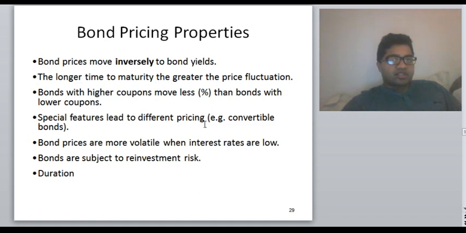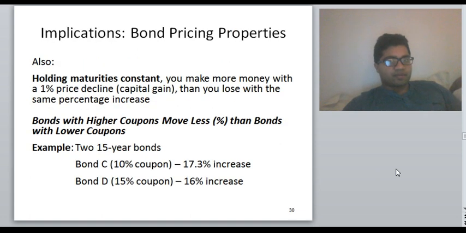Special features lead to different pricing, like convertible bonds. Bond prices are more volatile when interest rates are low than when interest rates are high, and bonds are subject to reinvestment risk, except zero coupon bonds. Zero coupon bonds do not have any reinvestment risk. And there is a concept of duration. So you will see these one by one.